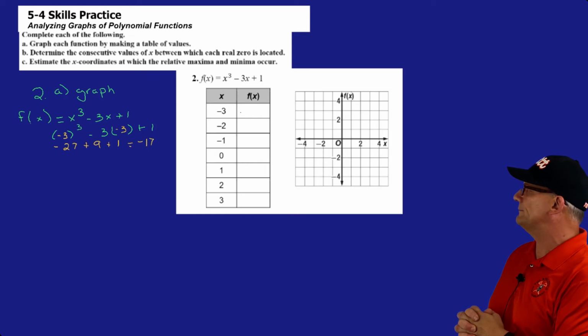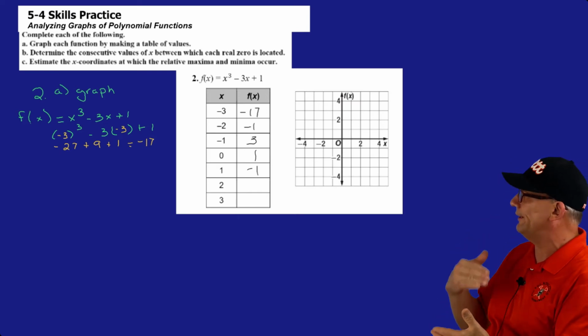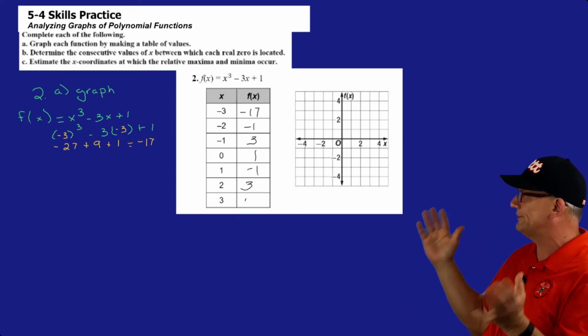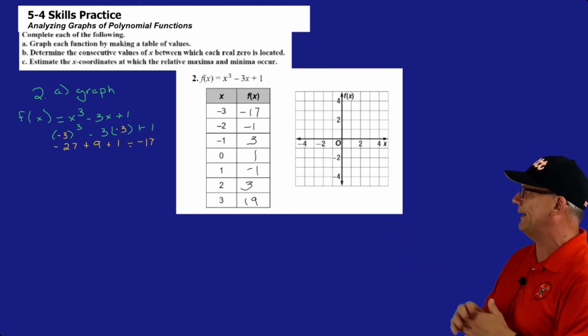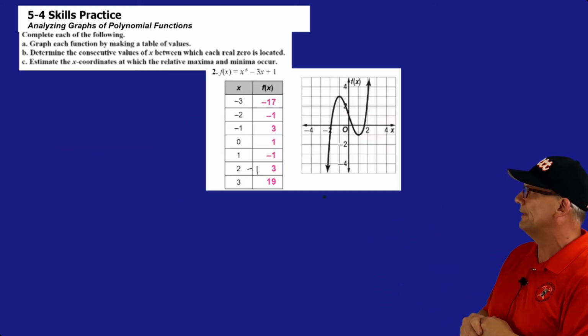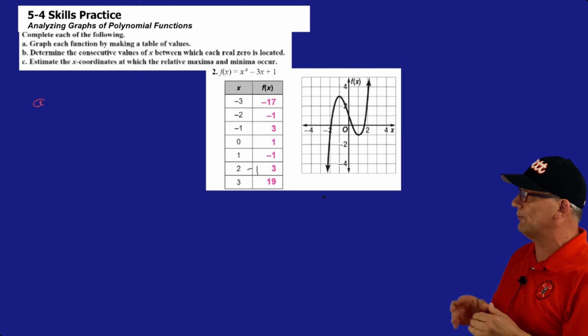Absolutely right. So the first point is -3, -17. Then you're gonna have to put -2 in there and -1 and go through all of it. Now I shortcutted all that because you guys know how to do the math. And so there's our values. And you check my work and see if I'm wrong.